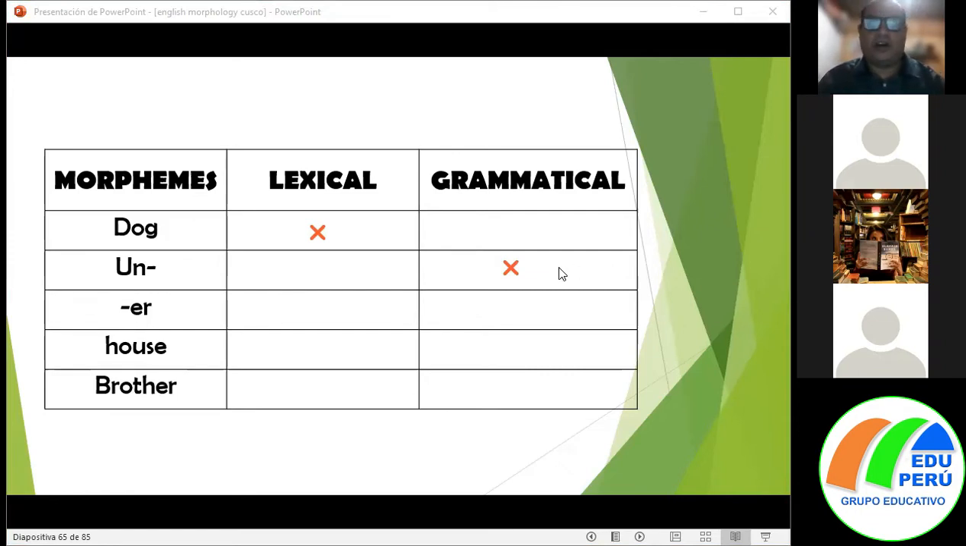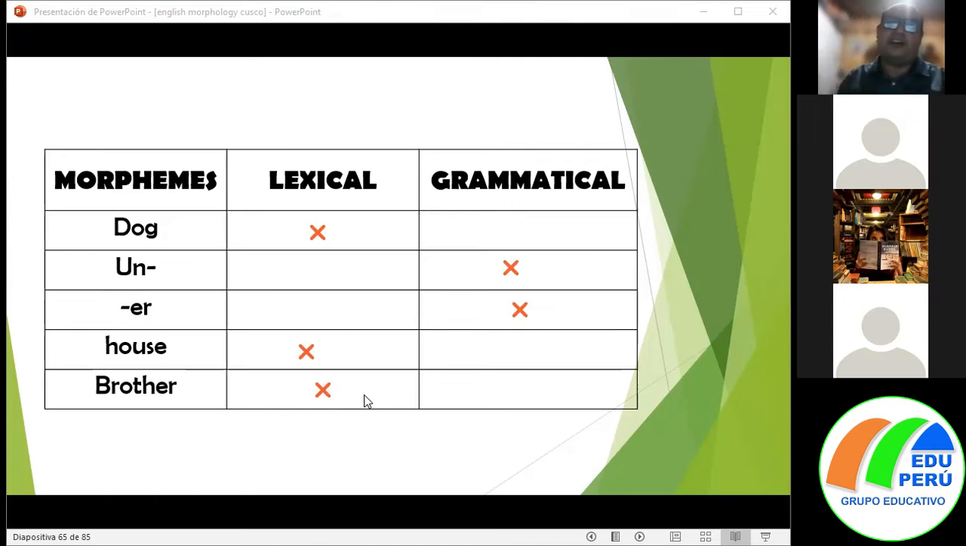ER, lexical or grammatical? Grammatical. Yes, that's it. Grammatical morpheme. House? Lexical. Exactly, lexical morpheme. And brother? Lexical too. That's it. Very good.